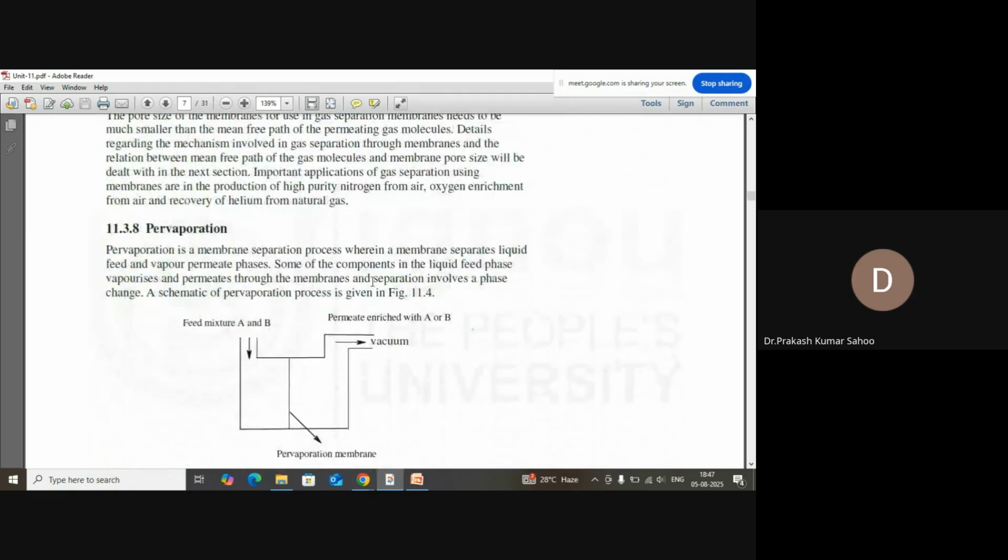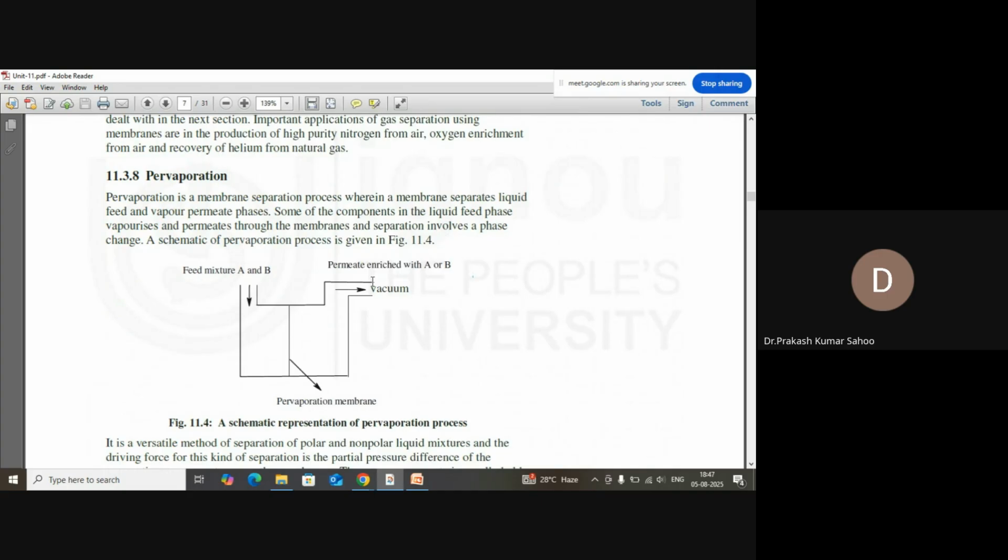We have the pervaporation process, which is membrane separation. Just see here, this is a feed mixture of A and B, and this is the membrane we have. Gradually the mixture of A and B gets separated, and we get a separated quantity or part of either A or B. Whether this membrane allows A or B depends on the type of membrane as well as the type of component present in the mixture.